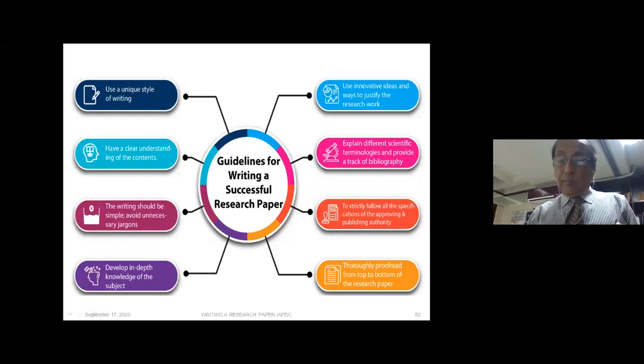Thoroughly proofread and proofread and proofread. Every word must be read. That is really very important. Reading every word. Now, this is the author's duty, the responsibility.